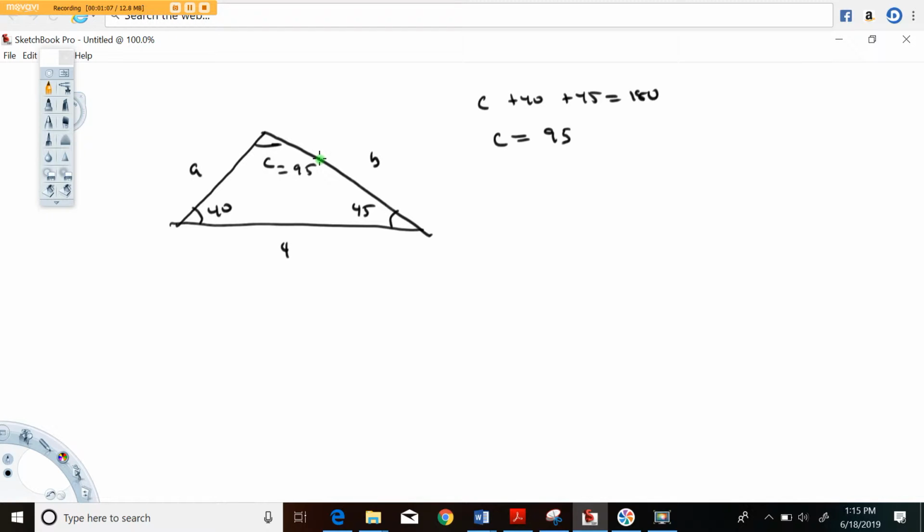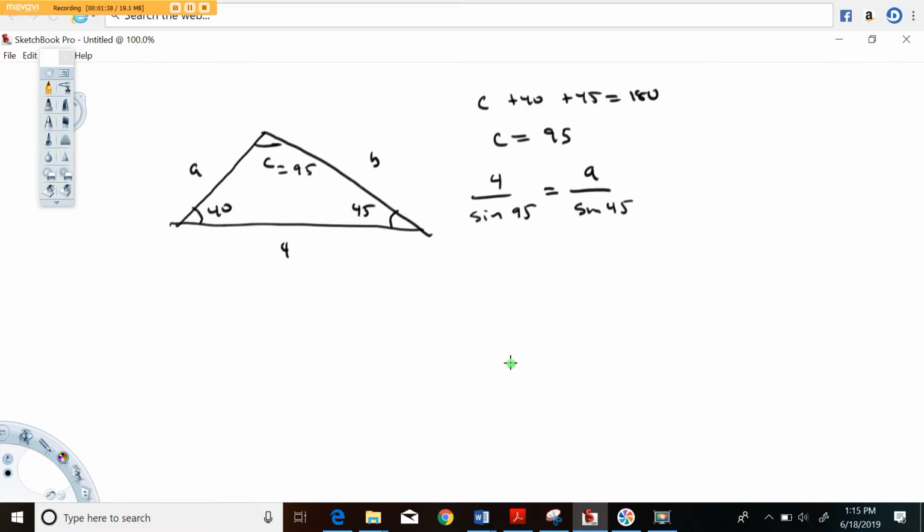Now to find sides A and B. I'm going to apply the law of sines to find side A. I'm going to start by taking note that I now have a side and its opposite angle. So we can say that 4 over the sine of 95 degrees is equal to the side A divided by the sine of 45 degrees.